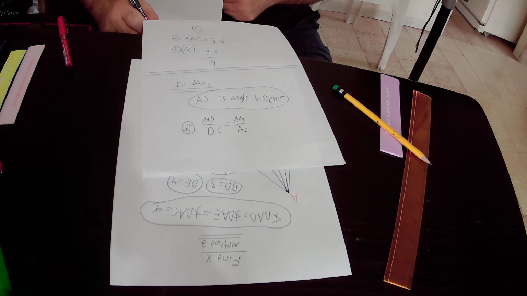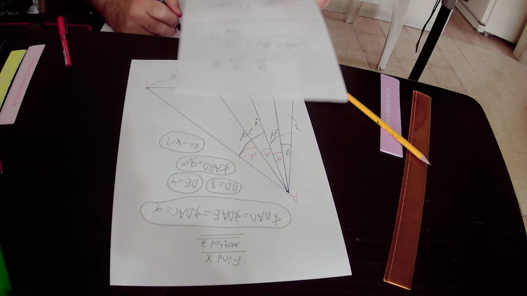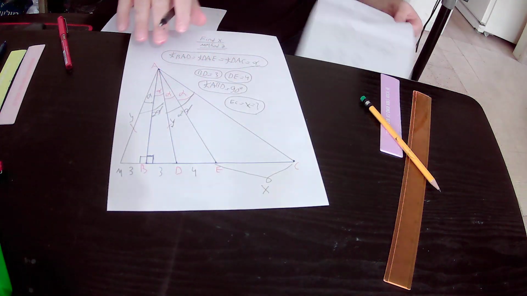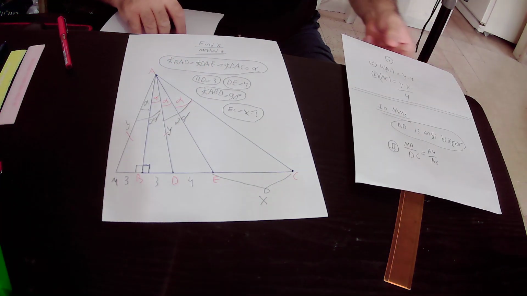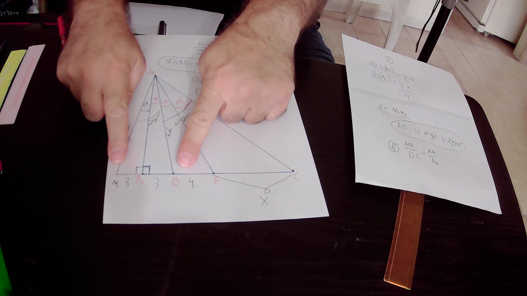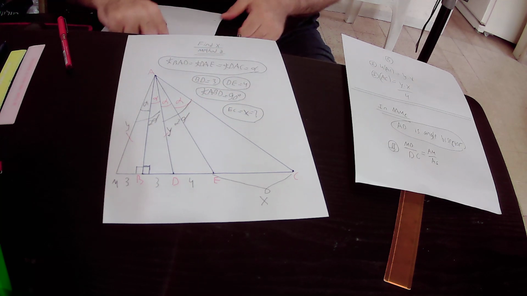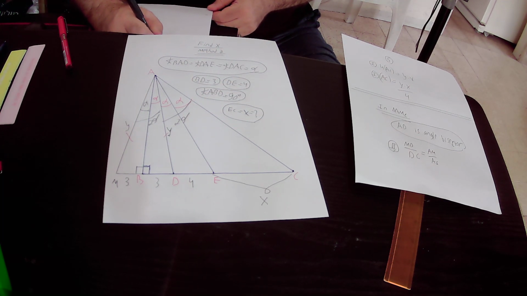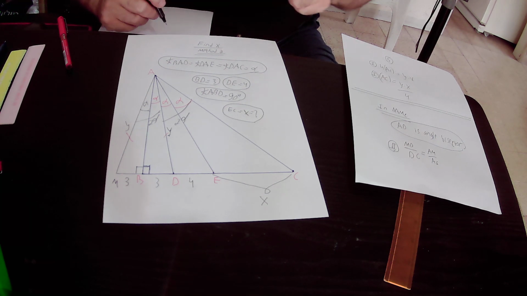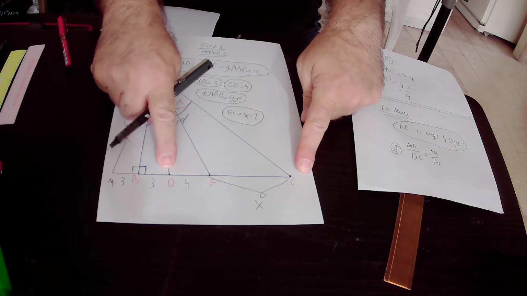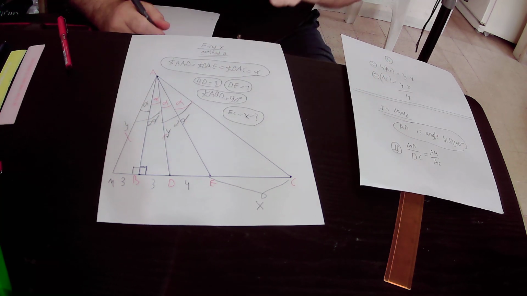So here, what is the value of MD? MD equals 3 plus 3, that is to say 6. And what is the value of DC? DC equals 4 plus X.